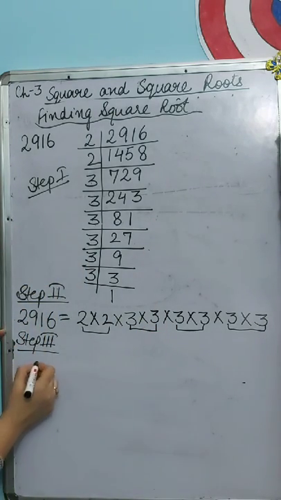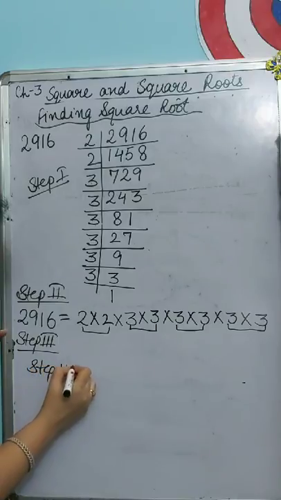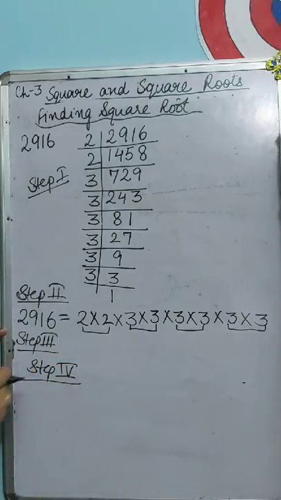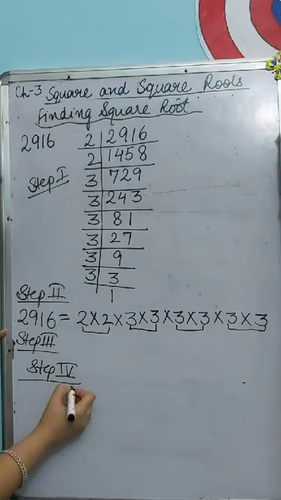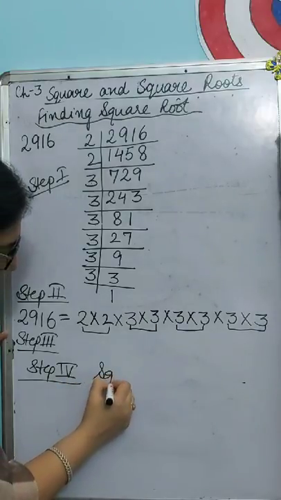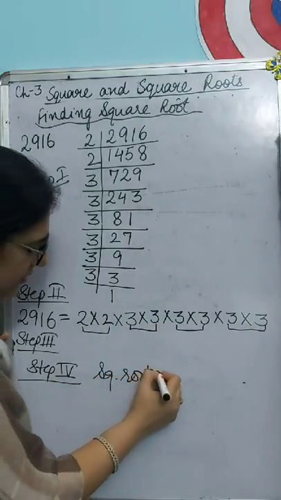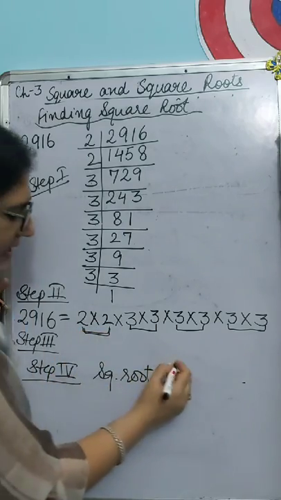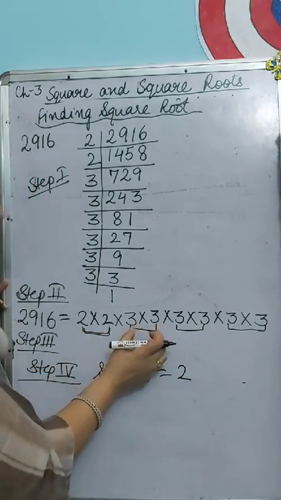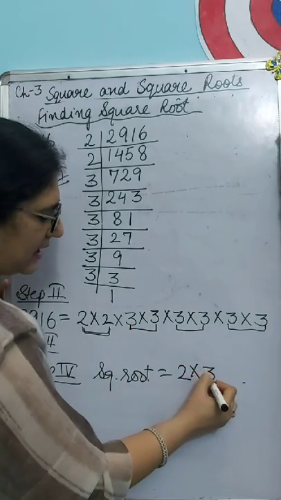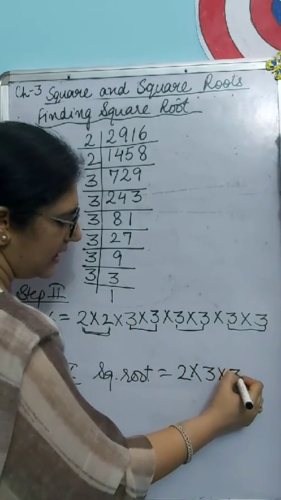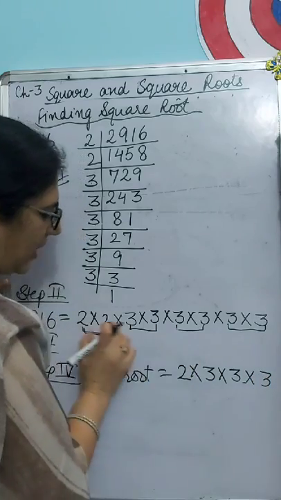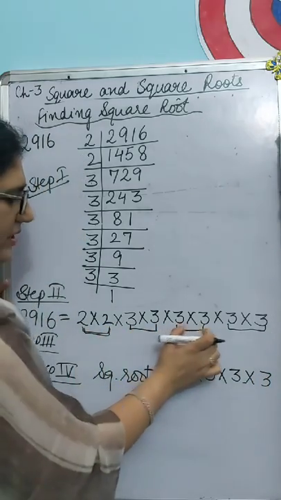So the last step, what is step 4? Step 4 means you will write here the square root. The square root will be this. Double 2 will be counted as single over here. This double 3 will be counted as single, this as single, and this as single. How many pairs were there? 1, 2, 3 and 4.